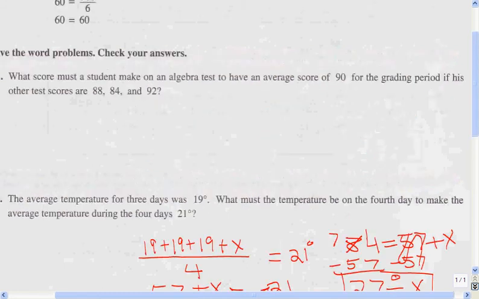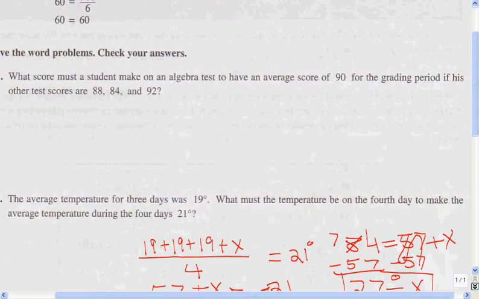Oh, I accidentally skipped the first problem. I didn't even realize it. So let's do the first problem. The problem says, what score must a student make on an algebra test to have an average score of 90 for the grading period if his other test scores are 88, 84, and 92?